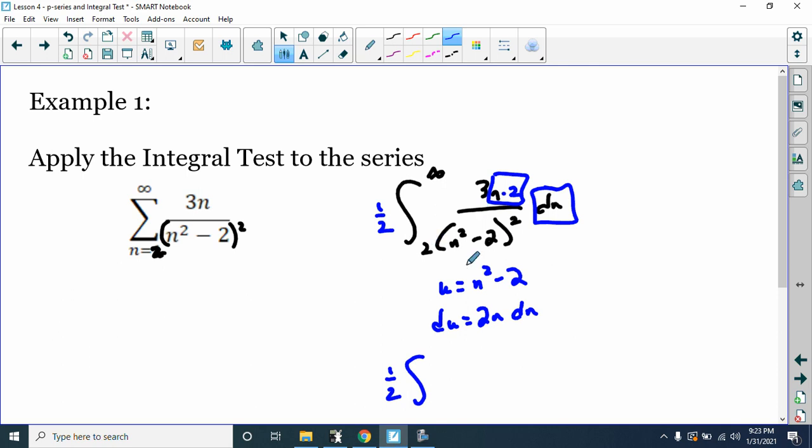This 2 is my bottom bound there. I got confused for a minute. I've got this 3 on the top. I'm going to move that 3 out front. This is 1 du over u squared. Change your bounds. If I plug in 2, I get 4 minus 2. If I plug in infinity, I get infinity squared minus 2. That's an infinitely big number.